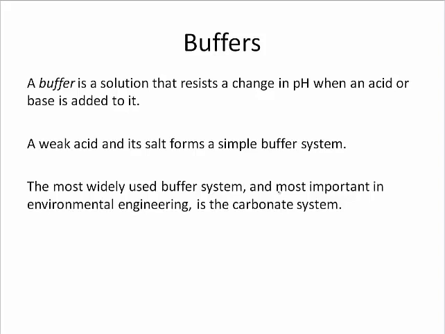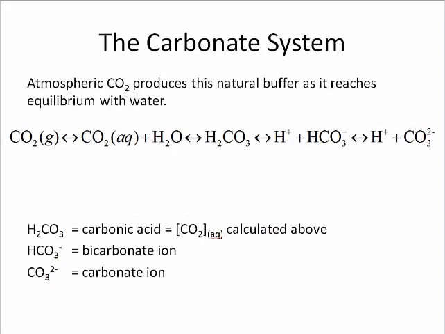So the most important environmental engineering buffering system is the carbonate system. The source of this buffering capacity ultimately is atmospheric CO2. When atmospheric CO2 gas, or the atmosphere, is in contact with water, some CO2 will dissolve. This is a function of Henry's law, and you can, at any given temperature and pressure, predict the solubility of carbon dioxide in water. When CO2 is solubilized in water, it quickly forms carbonic acid.